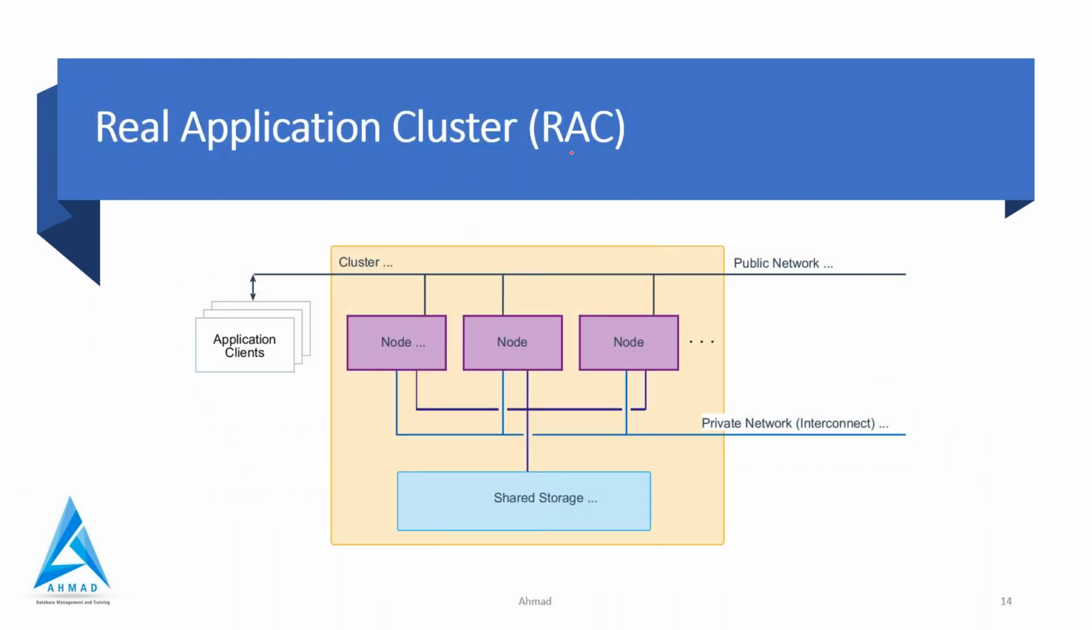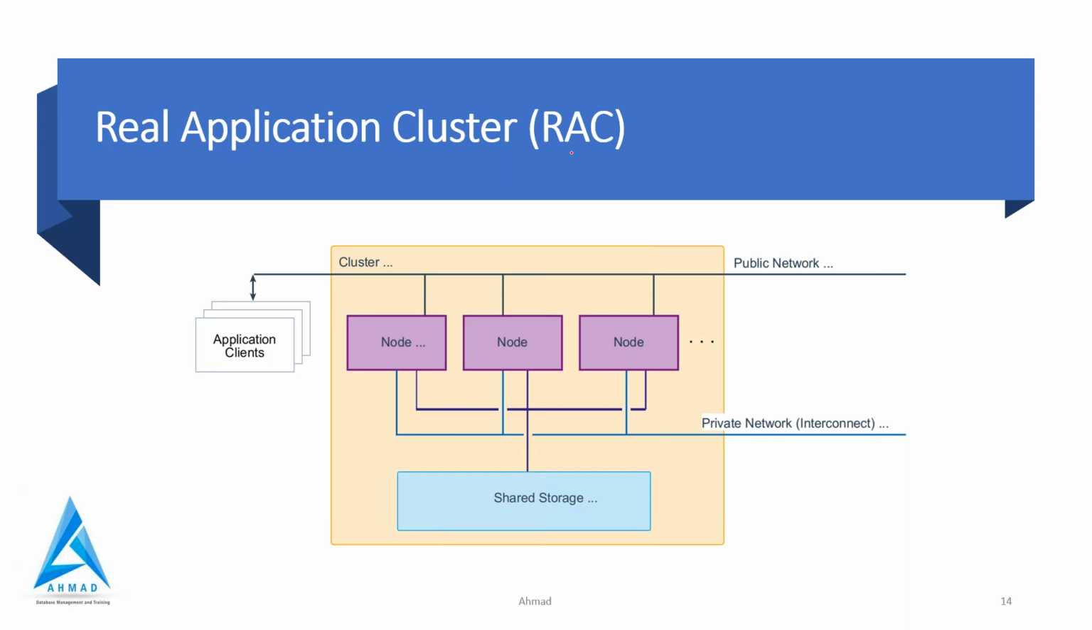If you see the diagram of Real Application Clusters, you have nodes with shared storage, a public network on one side, and a private network between the nodes. Each cluster has GI, the Grid Infrastructure, installed locally on each node. Grid Infrastructure includes ASM and other important resources.